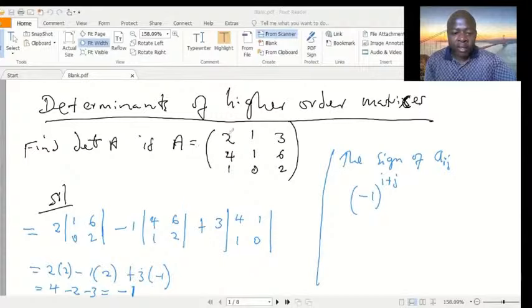So for instance, this element 2 is in row 1, column 1. So the sign will be -1 raised to row 1, column 1. So it's -1 raised to 2. So you know that -1 raised to 2 will be +1. And that's why you see positive at this point.